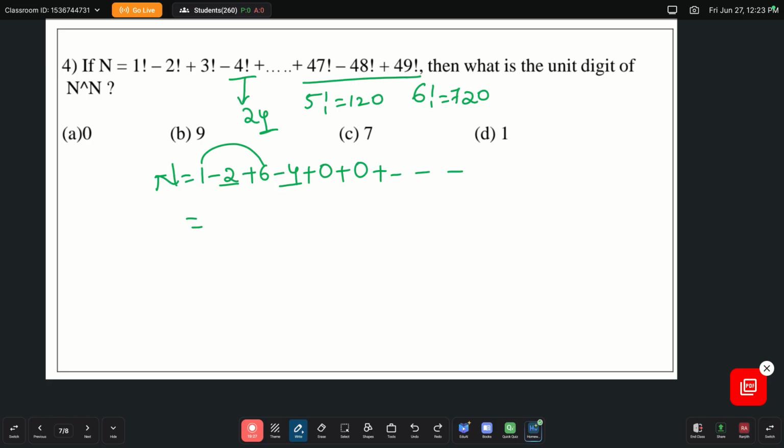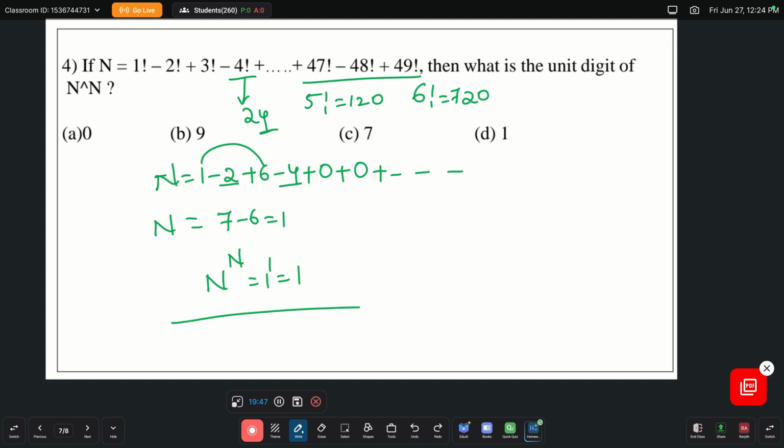5 factorial, what is the value of 5 factorial? It equals 120. Out of 120 the unit digit is 0. 6 factorial is also 720, unit digit is 0. Whatever value we take from here, the unit digit is 0, so we are neglecting them. So that will be equal to 1 plus 6 equal to 7. Minus 2 minus 4 equal to minus 6. 7 minus 6 equal to 1. Where n equal to 1.